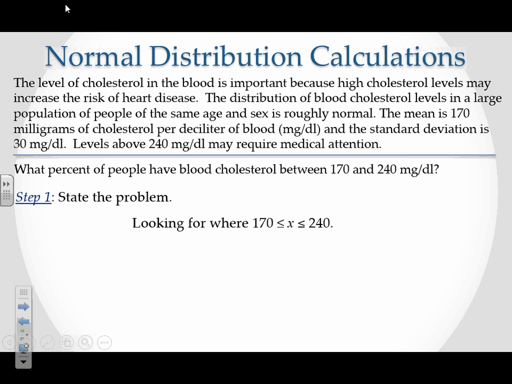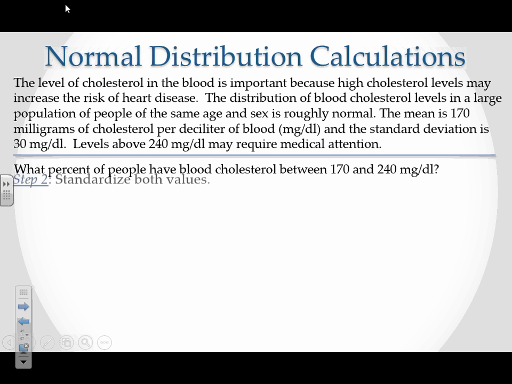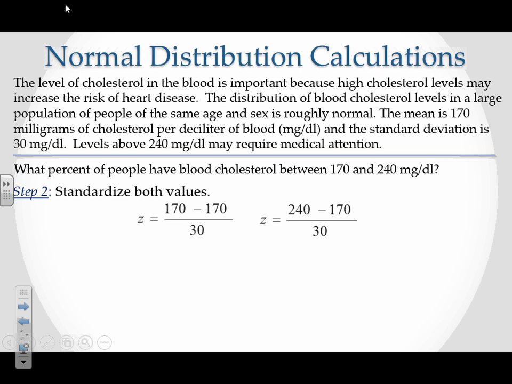We have to standardize. We're in terms of X right now. We need to be in terms of Z. Z-scores are the only way we can work with our table. So we're going to standardize both of these values. Now, without using calculators, what's our Z-score for 170 going to be? 0, because 170 is our mean, right? If we land at the mean, we're not above or below our mean, so we're right at 0.